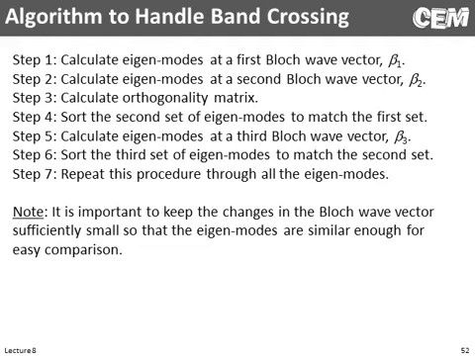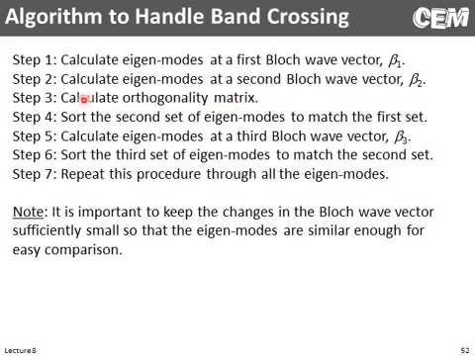So here's the basic algorithm for handling the band crossing. Step 1, we will take the first point in our band diagram, that first Bloch wave vector, and calculate all the eigenmodes. Then we move on to the second Bloch wave vector, and we calculate all its eigenmodes. So when I say all the eigenmodes, this means eigenvalues and eigenvectors. Now we've calculated 2 sets of modes. We have 2 eigenvector matrices.